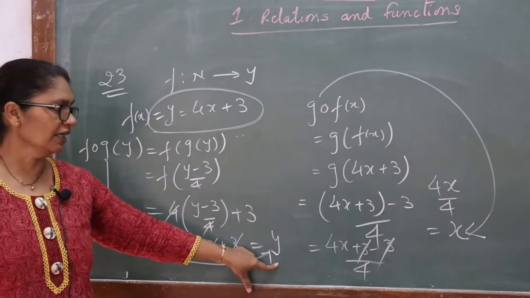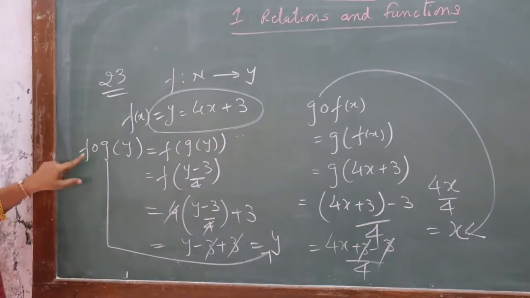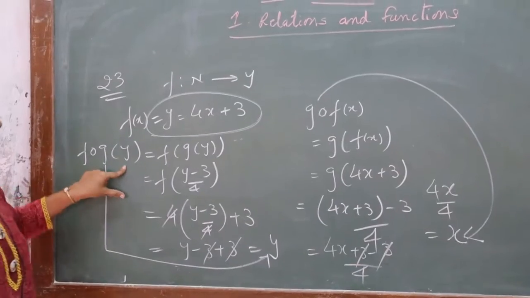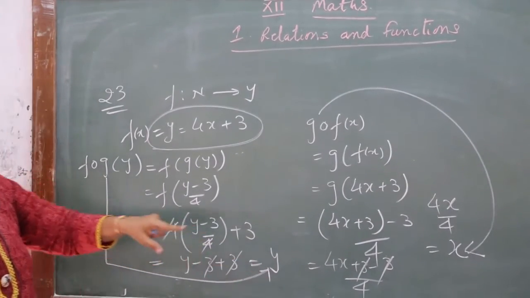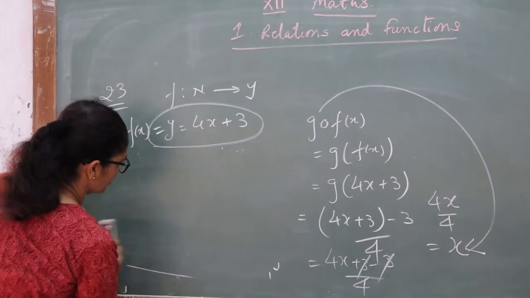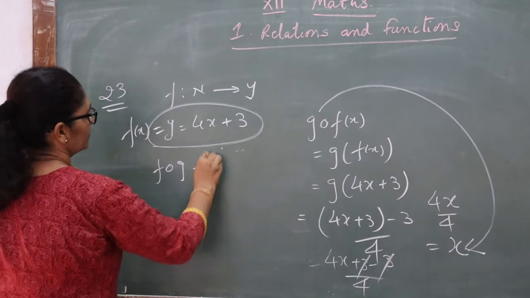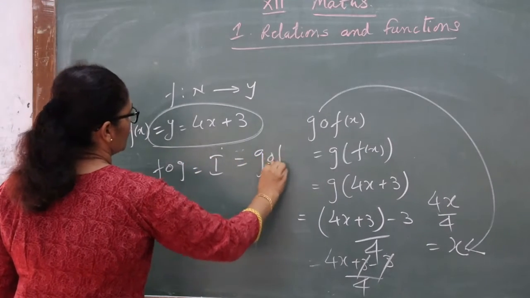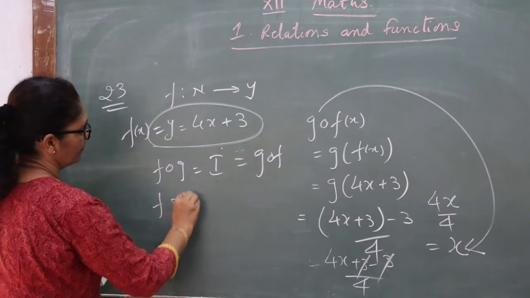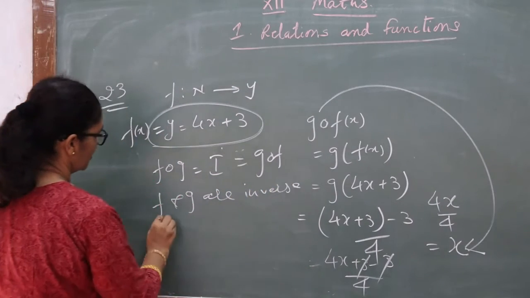So again identity. I have proved g over f of x equal to x means identity. f over g of y equal to y means identity. So both, g over f and f over g, are identity. So f and g are inverses of each other.